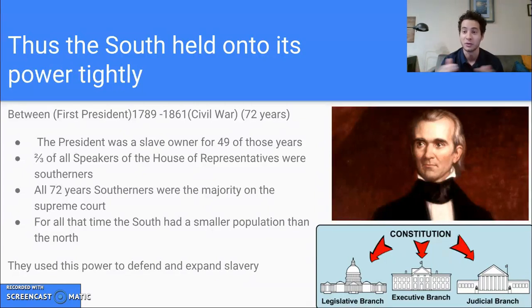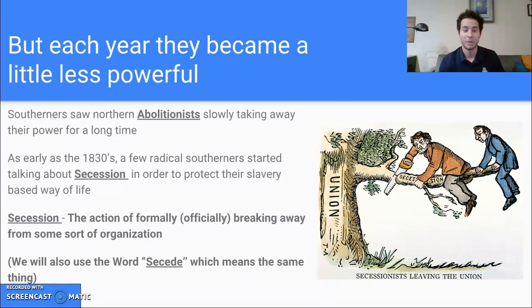As the United States grew west, so did slavery in most of the southern states and eventually up into some more northern border states like Missouri. But each year the South became a little bit less powerful. The northern United States had a much faster growing population, and there were many reasons why the far out west territories and states weren't allowing slavery. And Southerners saw their power slipping away.